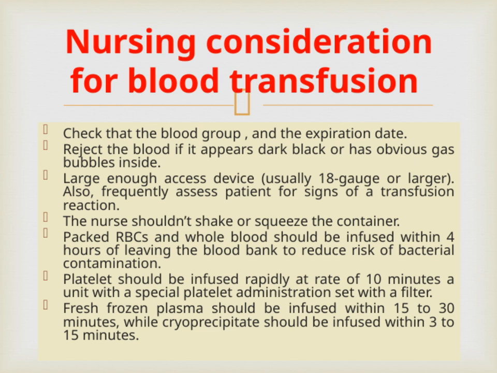For platelets, the infusion should be as rapid as possible, usually over about 10 minutes per unit, and always with a special platelet administration set that contains a filter to ensure safety. Fresh frozen plasma should be infused within 15 to 30 minutes, while cryoprecipitate needs to be infused more quickly, within 3 to 15 minutes. These considerations are vital to ensure the safety and effectiveness of blood transfusions, aligning with our overall goal of providing the best patient care.